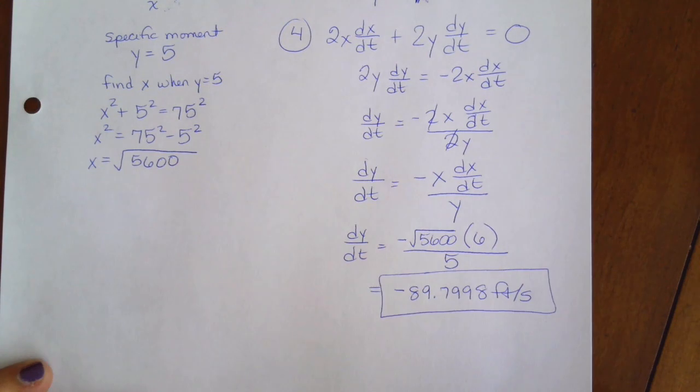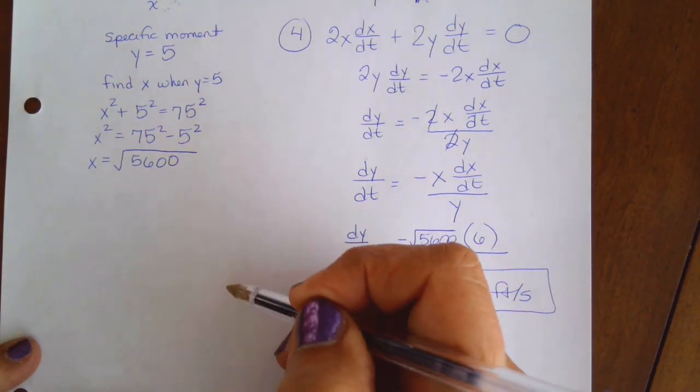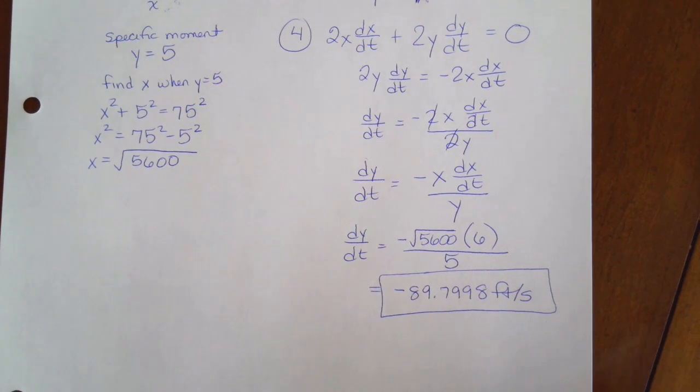Now, notice my rate is negative. Why? Because remember, side y was coming down, right? That's the fireman. And so that should give you a negative rate, and it did.